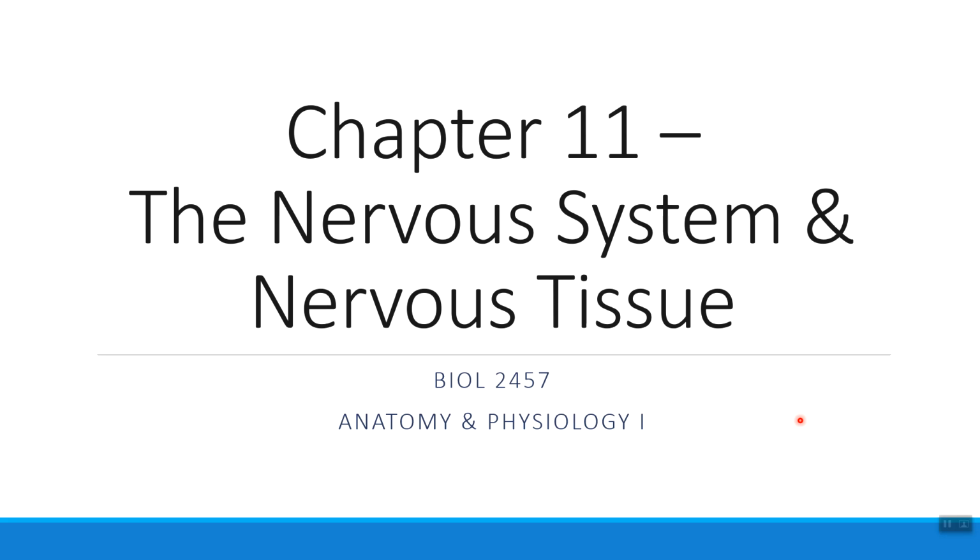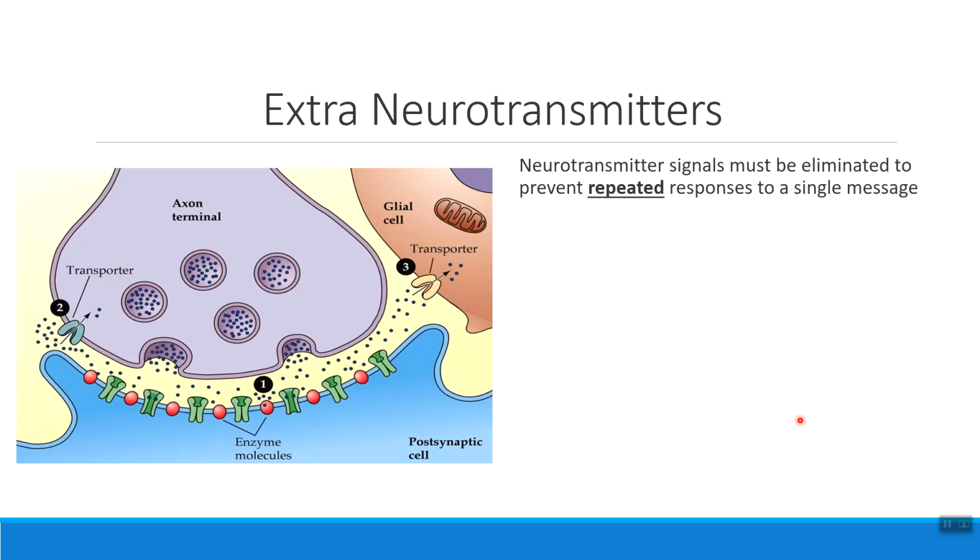In this short video, we're going to explore what happens to extra neurotransmitters after a message is done, and we're also going to look at the different kinds of synapses that neurons use to communicate with each other. Let's start with talking about extra neurotransmitters.